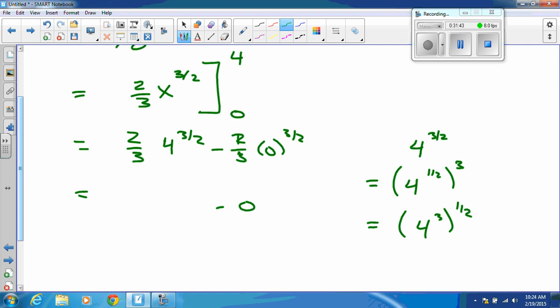I kind of like this one because the square root of 4 is 2, and 2 to the third is 8. But if you want to do it this way, this works too because 4 cubed is 64, and the square root of 64 is 8. And so I end up with 8 no matter what.